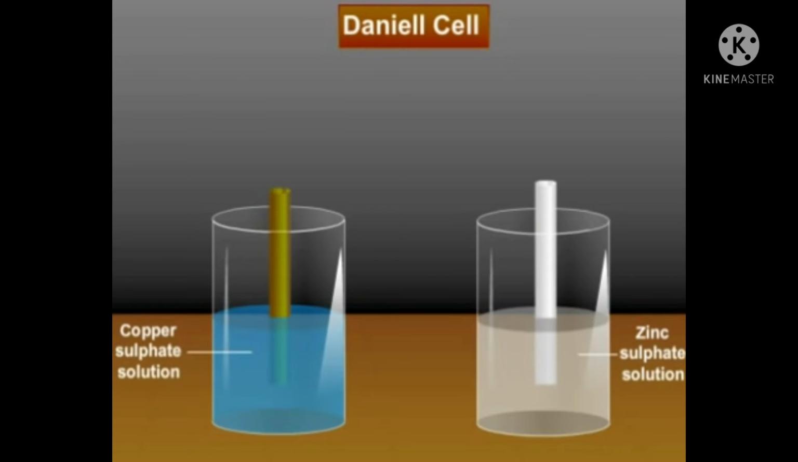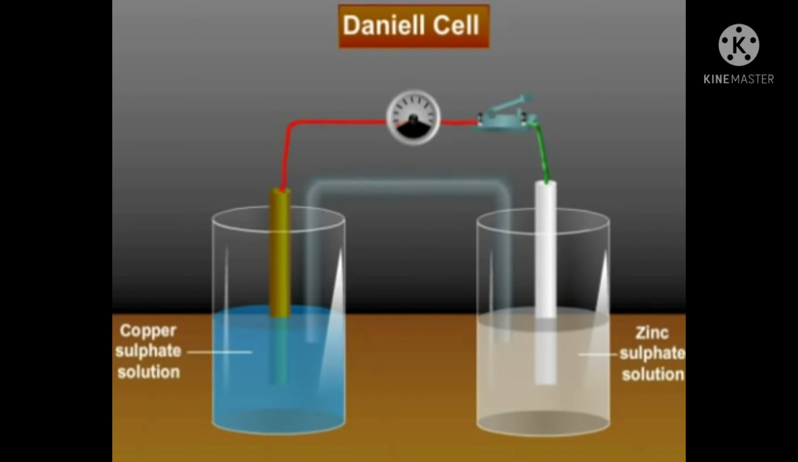Now, let's connect the two rods using wires. And we also put a switch and a voltmeter. The two solutions are also connected using a salt bridge, which has an inert electrolyte, for example, potassium nitrate. Now, as soon as the switch is closed to complete the circuit, current starts flowing from copper electrode to the zinc electrode. And that can be confirmed by the deflection of needle in the voltmeter.